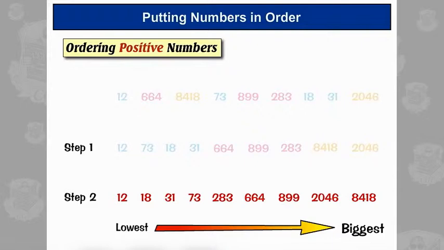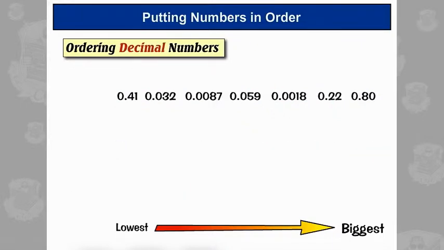Now, what about ordering decimal numbers? Well, here is a list of decimals that I've pulled out of my arsenal of numbers. I said arsenal, thank you very much. And we can use exactly the same method. So, step 1, we want to group the numbers together.